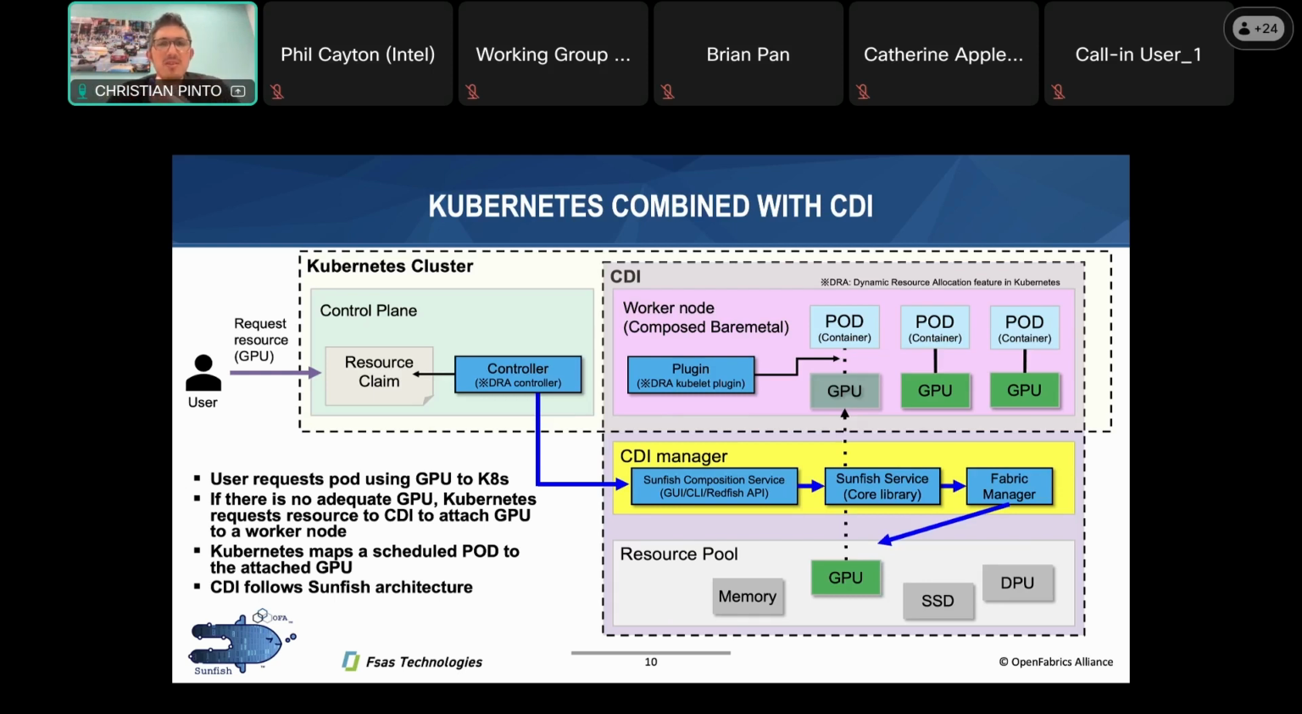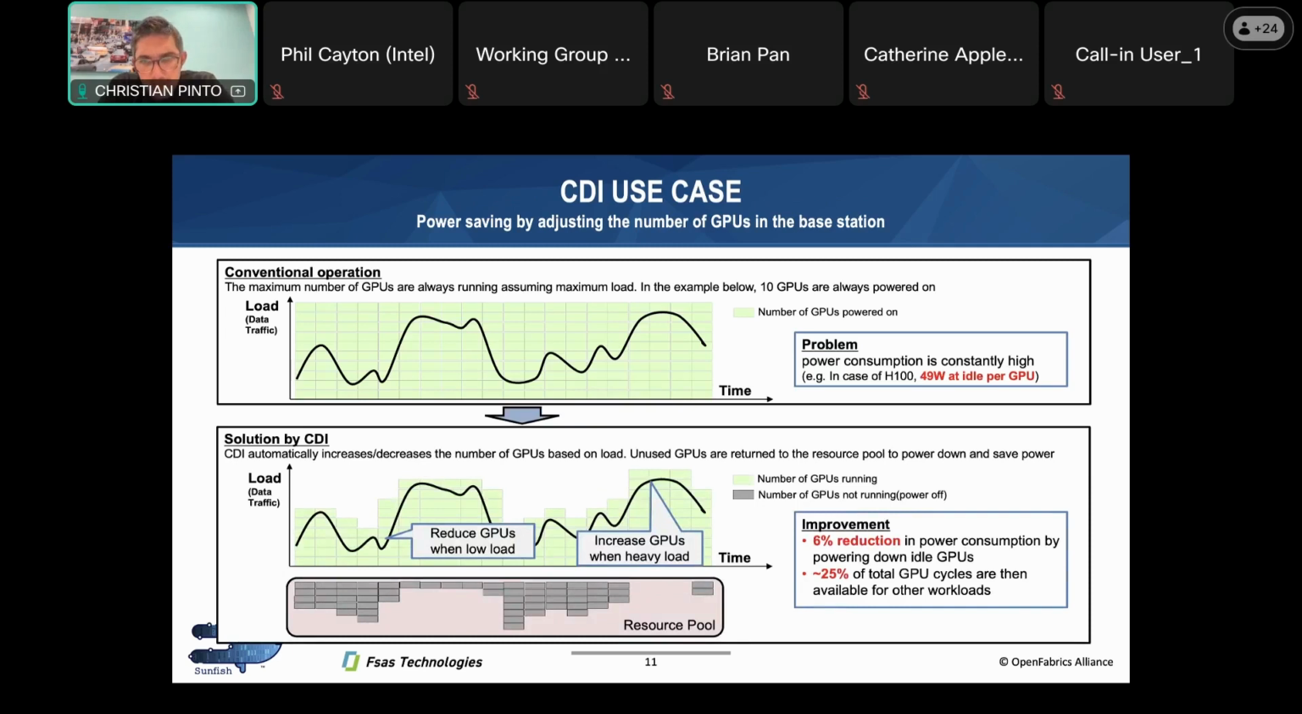So one place where you would do this is when you have a system with a bunch of GPUs, but your GPUs are not always running at maximum load, so it's time dependent. So you always have a number of GPUs that are unused. These GPUs, even if idle, are consuming power. In this example, with 10 GPUs, the power reduction that you get by switching the idle GPUs off is 6%.